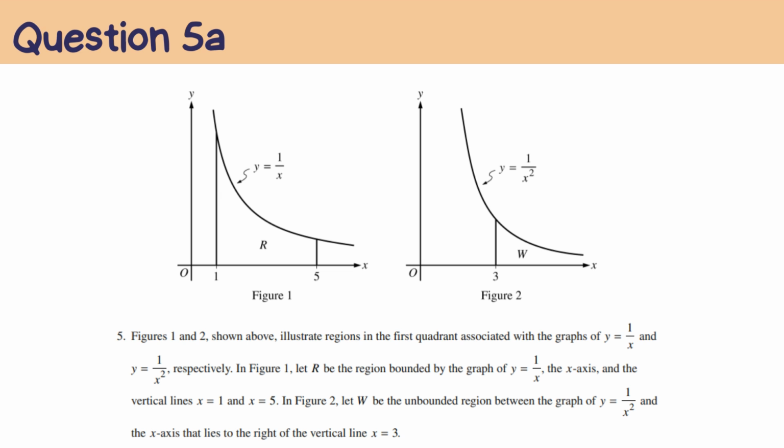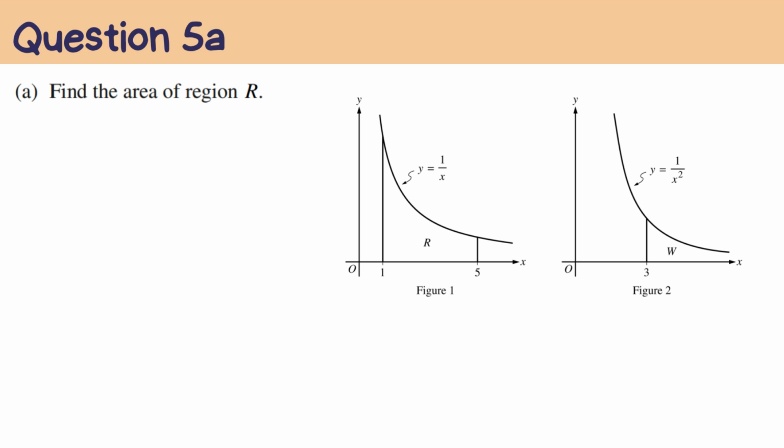First is question 5a. So we have these two regions bounded by certain functions and certain axes, and it looks like the first one is completely bounded, whereas region W, or the second region, is not bounded on the right side. So for question 5a, we're asked to find the area of region R.